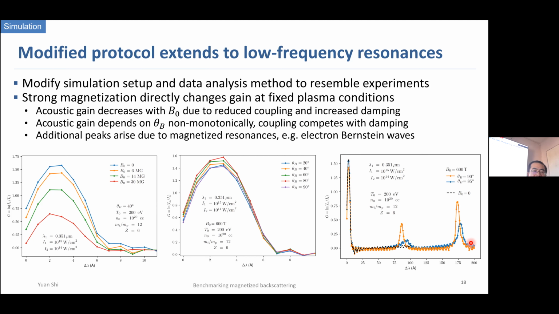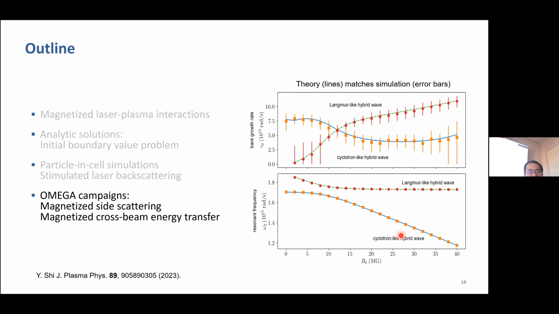What that means for people who do experiments, they shoot lasers across the plasma. Usually with unmagnetized plasma, they only worry about laser energy transfer mediated by the acoustic wave. Now, if you have additional waves, then you have to be careful about those additional resonances as well. So that's something that we are going to investigate more in the future. So that's about the theory.